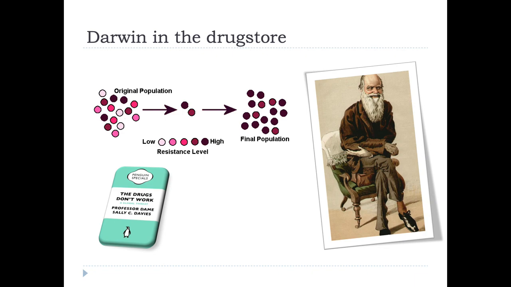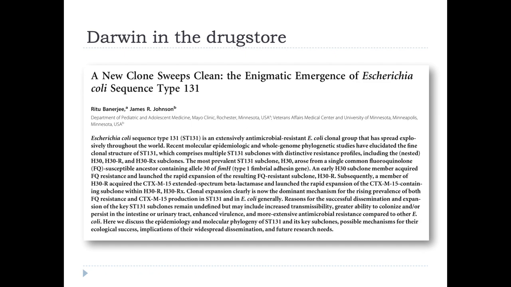I'm not going to say a lot about this. I suspect you've probably had lectures on it, but here's one example where we get what we might call selective sweeps, where a new clone of E. coli, this particular sequence type 131, has swept across the world and is a big problem, particularly in extra-intestinal infection, but it can colonize the intestine as well. As it has evolved, it has acquired in stepwise fashion resistance to one antibiotic after another. It started off being resistant to the fluoroquinolones, antibiotics like ciprofloxacin, through a point mutation.